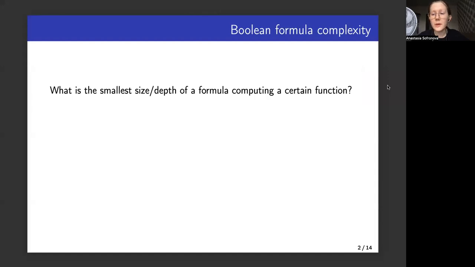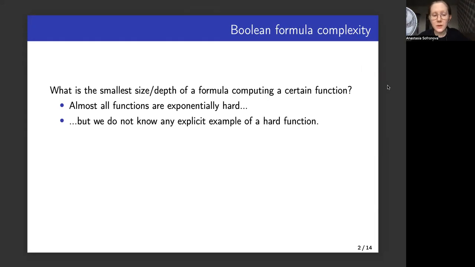Let me start with the base question that concerns people in Boolean formula complexity, and that is, what is the smallest size and/or depth of the formula computing a certain function? Now, a simple counting argument gives us that almost all Boolean functions are exponentially hard. But the funny thing is that we do not know any explicit example of a hard function. And in fact, proving any Boolean formula lower bounds is a notoriously difficult problem.